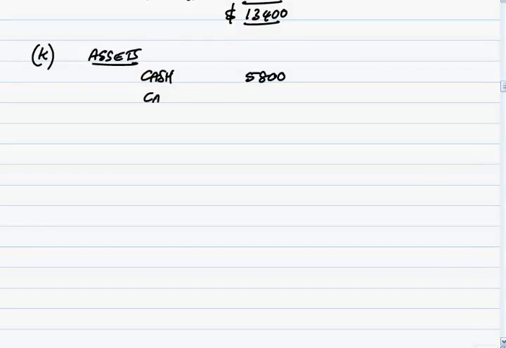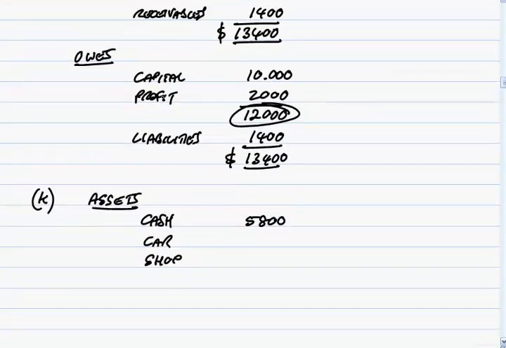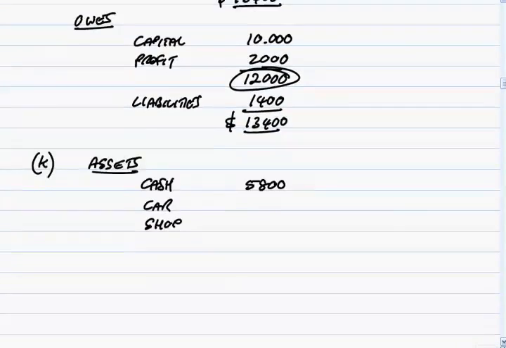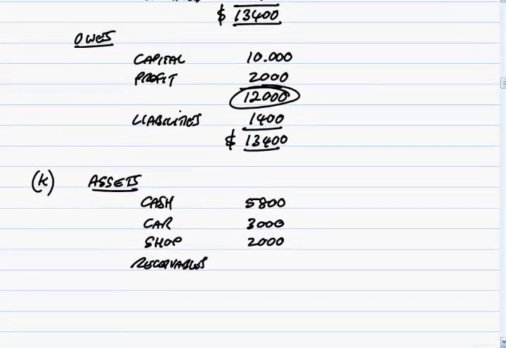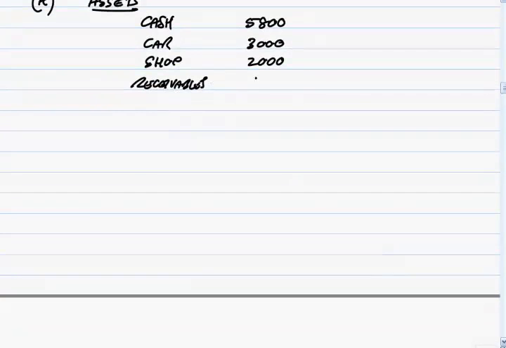Now, obviously, the car and the shop haven't changed. Shop 2,000, car 3,000. And of course the receivables. The customer still owes us 1,400. And so the assets are now 8, 10, 11, 12,200. Again, one effect is that cash has fallen, but what's the other effect?